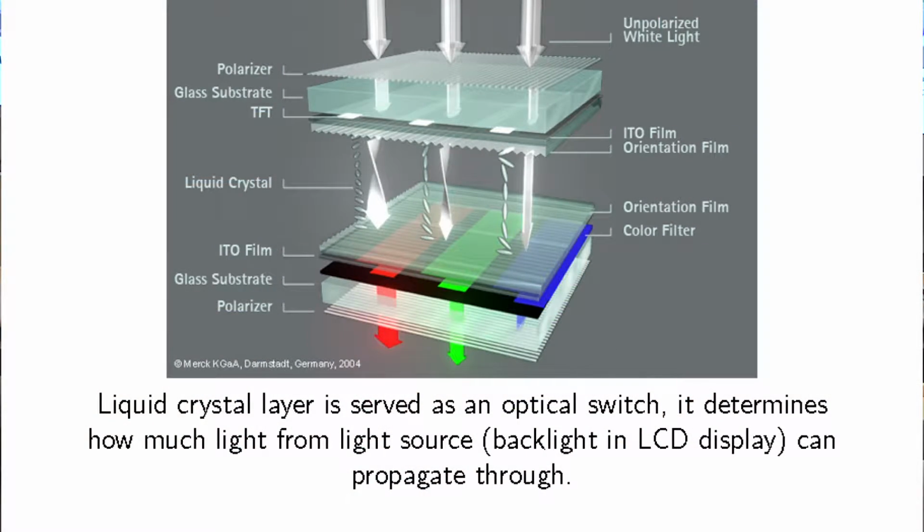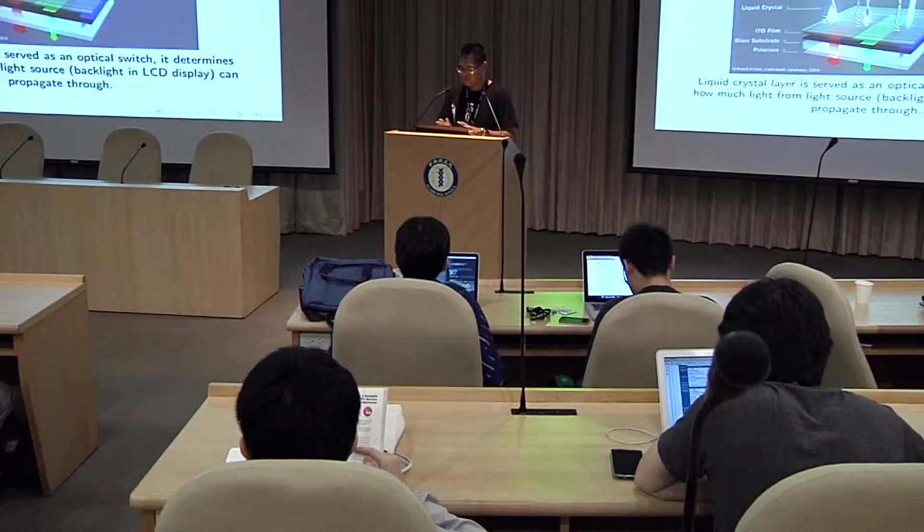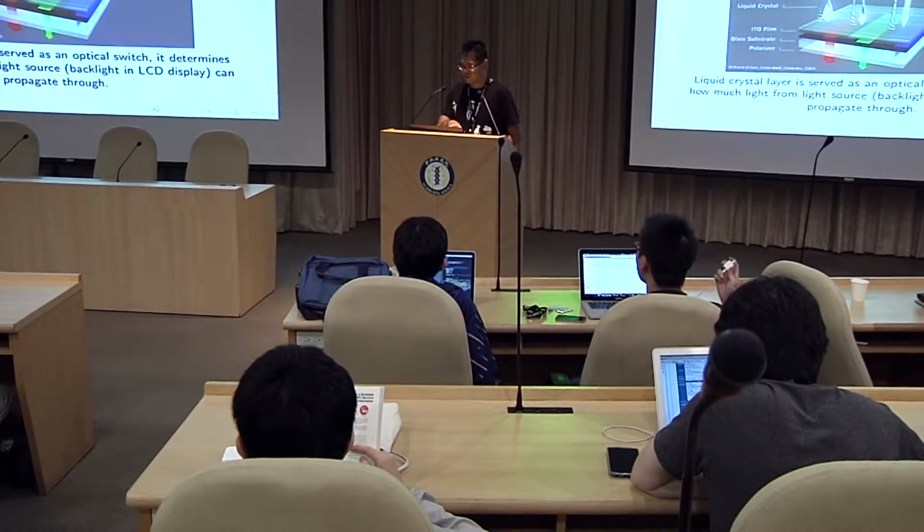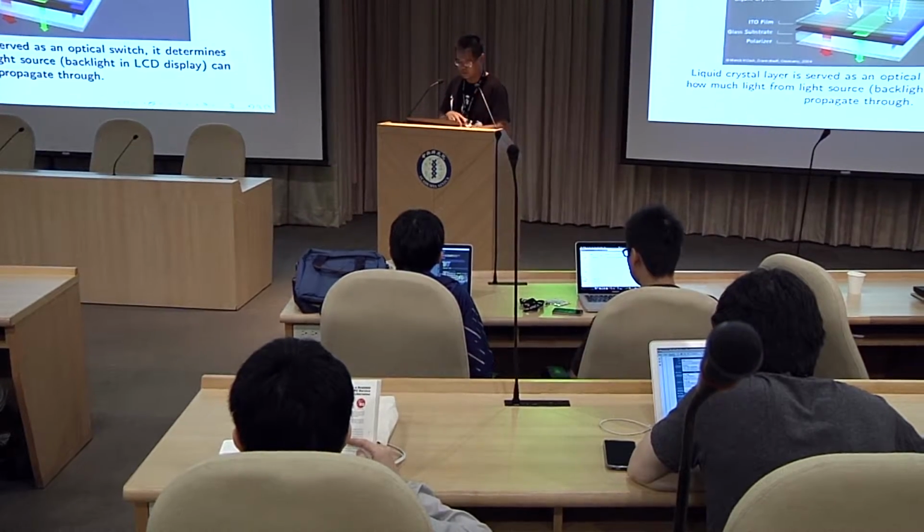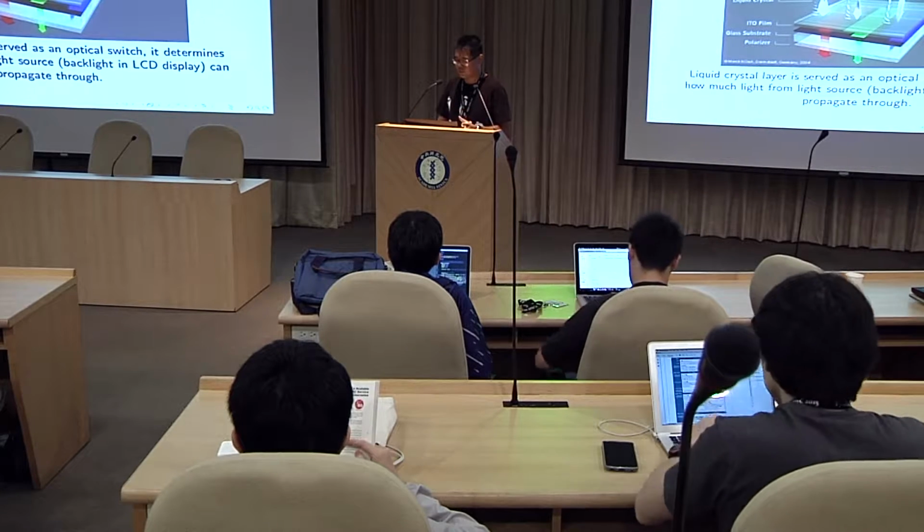An LCD device is different from an LED because an LCD device is simply an optical switch. It needs a light source, and the LC layer, the liquid crystal layer, is used to control how much light can propagate through each pixel. The RGB pixels control their brightness, so you can have images on your screen.